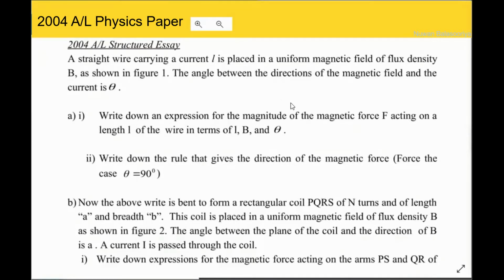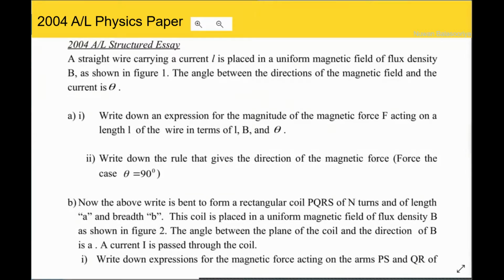The angle between the directions of the magnetic field and the current is theta. Write down an expression for the magnitude of the magnetic force F acting on a length small l of the wire in terms of l, capital B and theta.